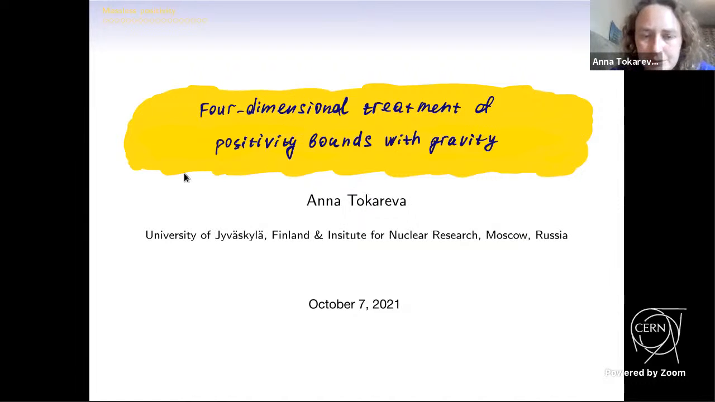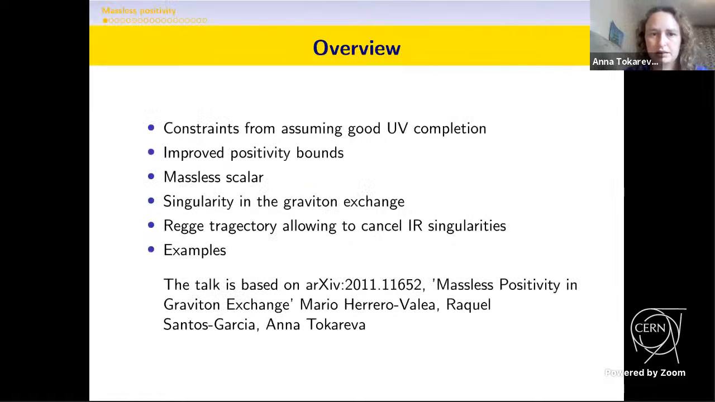Thank you very much for the possibility to give a talk at the conference. I will tell about four-dimensional treatment of positivity bounds with gravity. This is a somewhat more generic topic, which also can be applied to many theories which are called for explaining inflation, gravity, and correspondence between infrared theories and ultraviolet theories. I will be telling about constraints on low energy effective theories, which can be got from assuming that these low energy theories have a good UV completion.